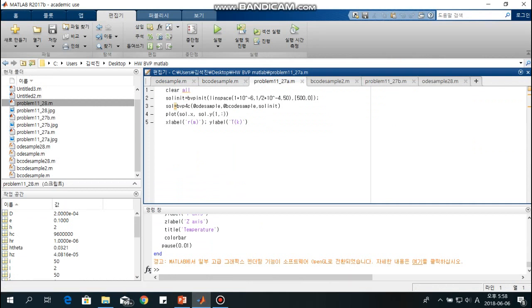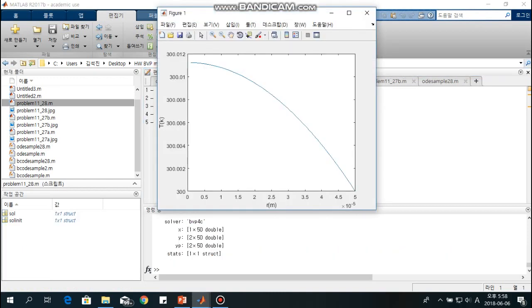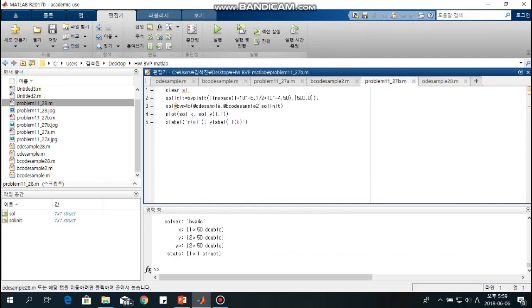This code makes the range of the independent variable and the initial guess. By doing this, we can obtain the temperature graph. Like this. And this is the boundary condition of condition B. And this is the execution code.